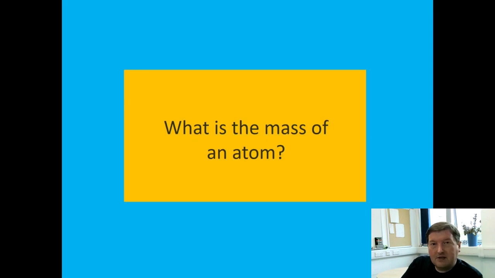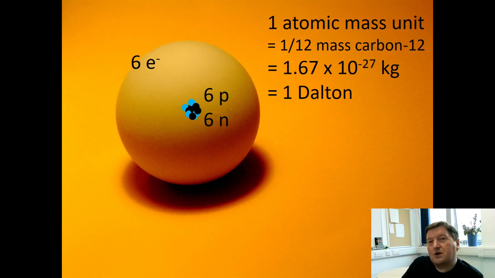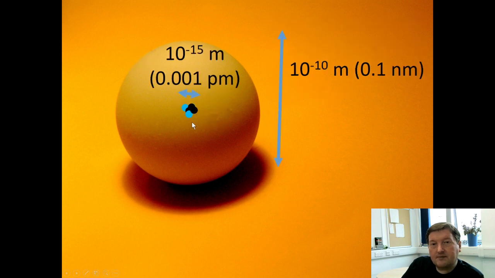So what is the mass of an atom? We have what's known as an atomic mass unit. One atomic mass unit is 1/12 of the mass of carbon-12, and that turns out to be 1.67 times 10 to the minus 27 of a kilogram. So very small mass, and that mass is known as 1 Dalton. Okay, so here's carbon with its 6 protons, 6 neutrons, and the 6 electrons.